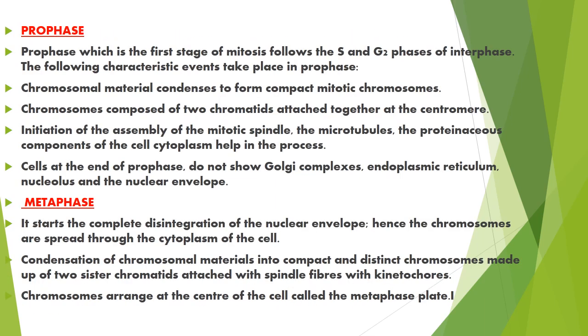So prophase, this is the first phase. Prophase, which is the first stage of mitosis, follows the S and G2 phases of interphase. The following characteristic events take place in prophase. Chromosomal material condenses to form compact mitotic chromosomes. Chromosomes are composed of two chromatids attached together at the centromere.